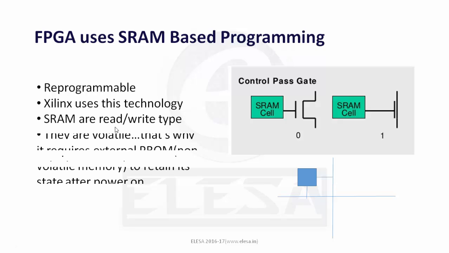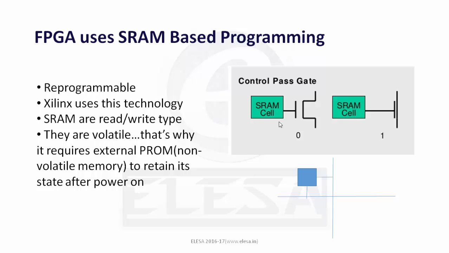SRAMs are volatile. We know that using SRAM we can reprogram it, and these are of read or write type, so you can know the status of the two lines, and whatever you write, these lines may make a connection or disconnect. But the problem is that they are volatile. What is meant by volatile? Suppose there are 3 to 4 connections that you have made by writing 1 in the SRAM cell, but when you switch off the power to the FPGA, the content stored in the SRAM cell will vanish.